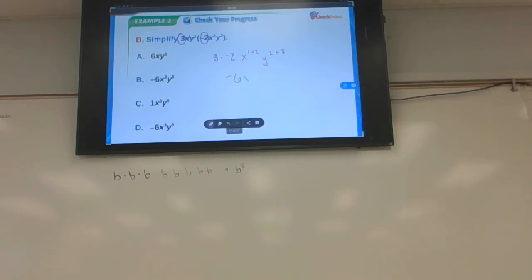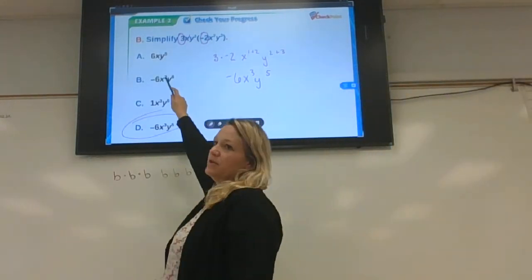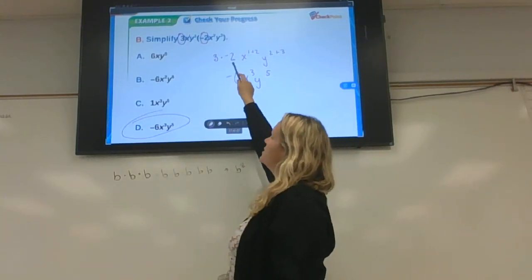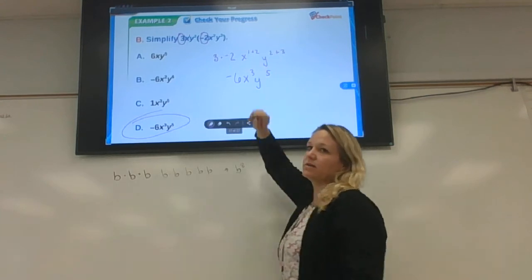Negative 6 x to the 3rd y to the 5th. Oh, B was multiplying the coefficient. Right. So, no, or no, the exponents. So what you said is exactly what's confusing. You multiply the numbers in front, but you add the exponents.